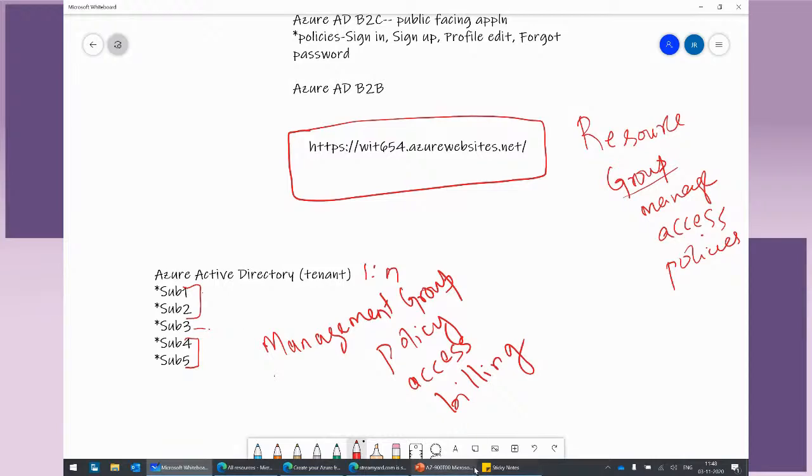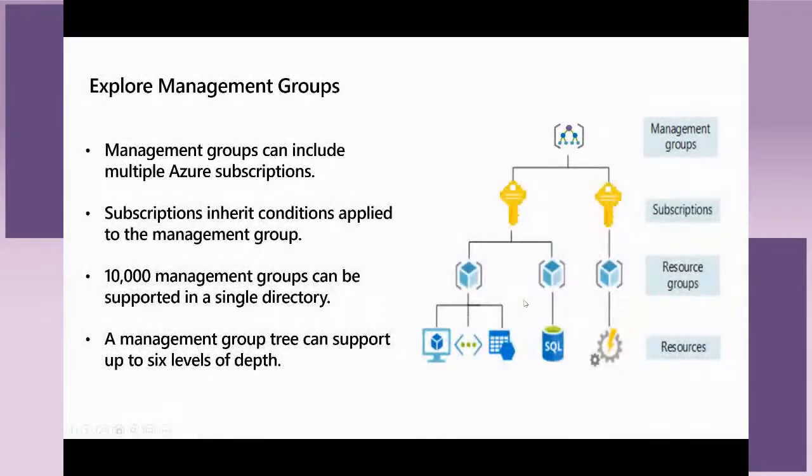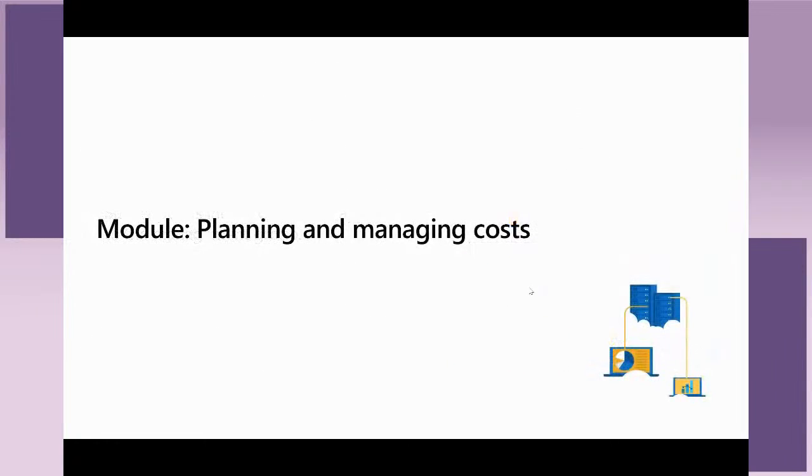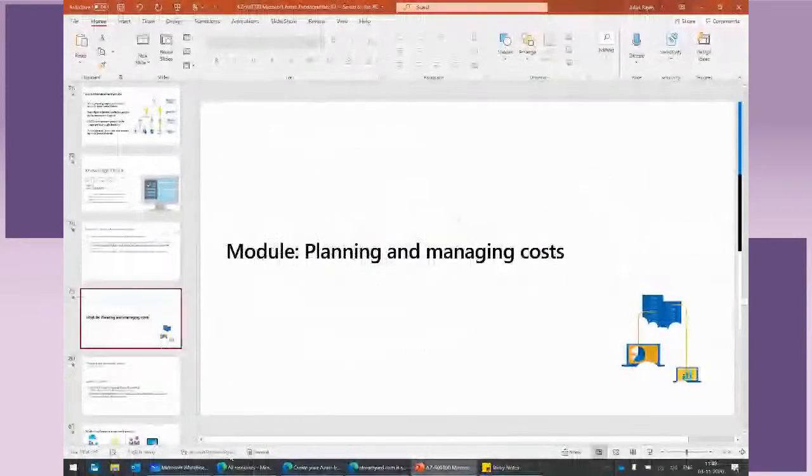Okay, so we talk about managing the subscriptions here. So you have multiple subscriptions. I have a subscription here. So these two are managed together as a management group. So a management group can have multiple subscriptions, and each subscription can have multiple resource groups, and each resource group can have multiple resources. So it's like a tree structure, and then you can have multiple management groups created under a single tenant.